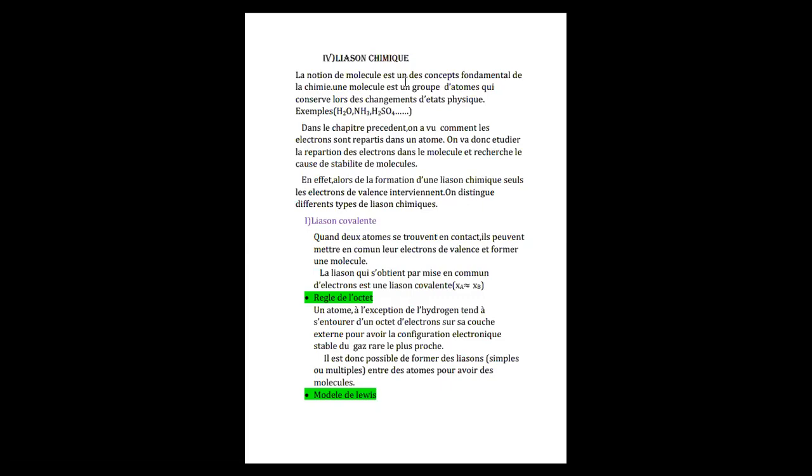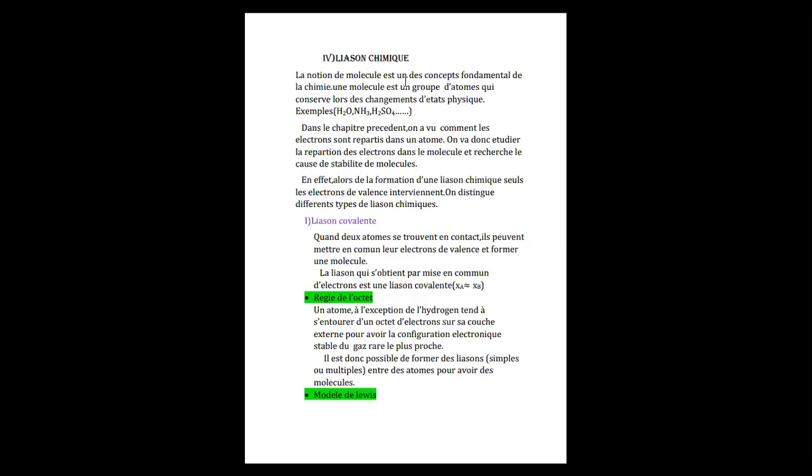So here we see that each and every compound is a molecule, but not all molecules are compounds. That's what you should have in mind.